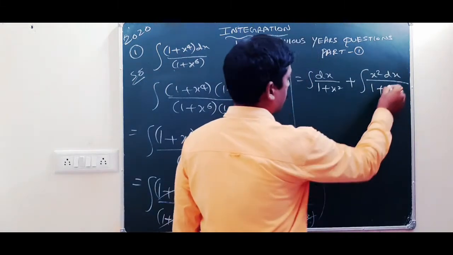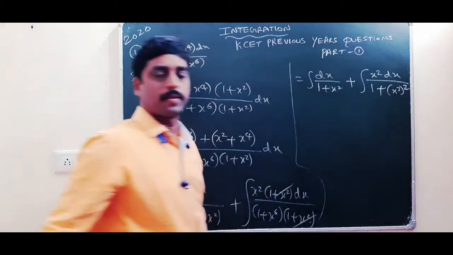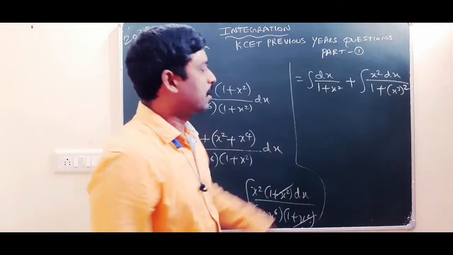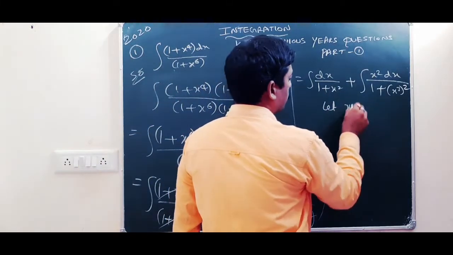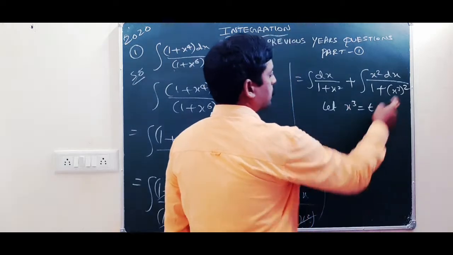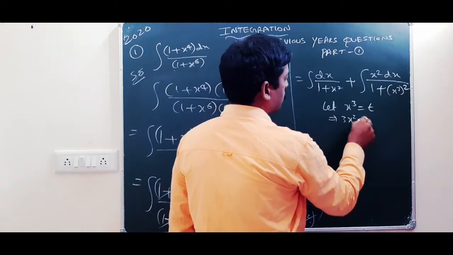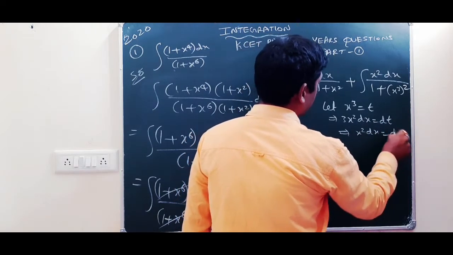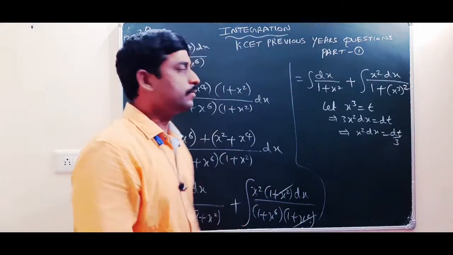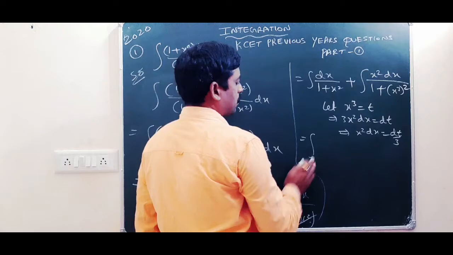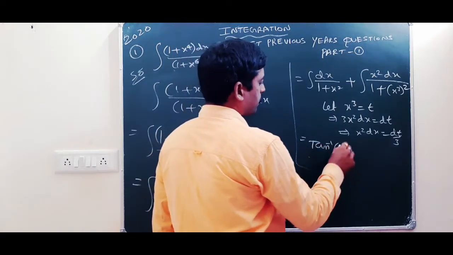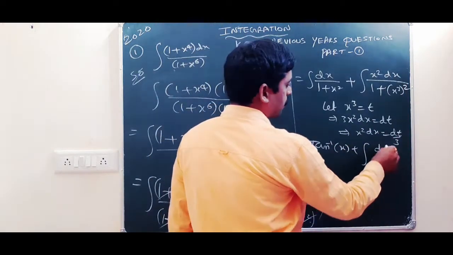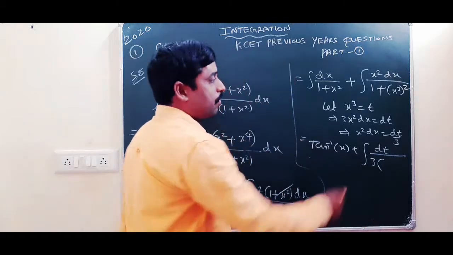This x to the power 6 can be written as x cube whole square. We have the integral of dx by 1 plus x square, which is tan inverse x. Let us take x cube equal to t. Now the derivative, 3x square dx equals dt, therefore x square dx equals dt by 3. So for the integral we have tan inverse of x plus, for x square dx, dt by 3 into 1 plus t square.